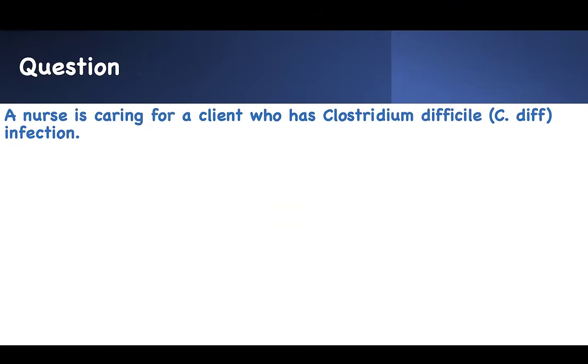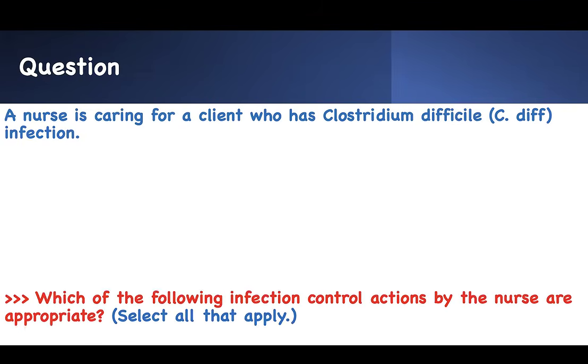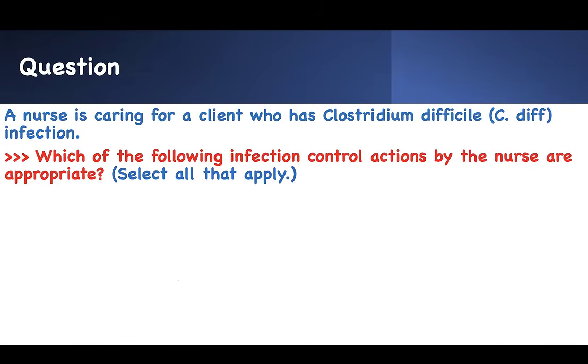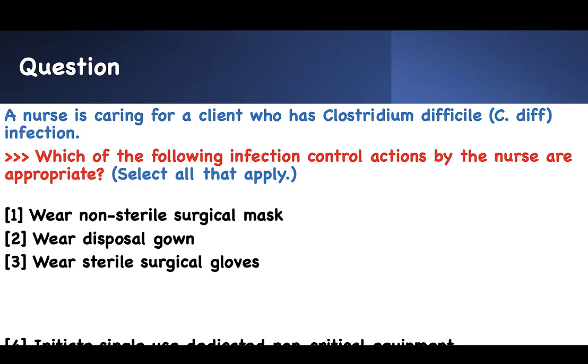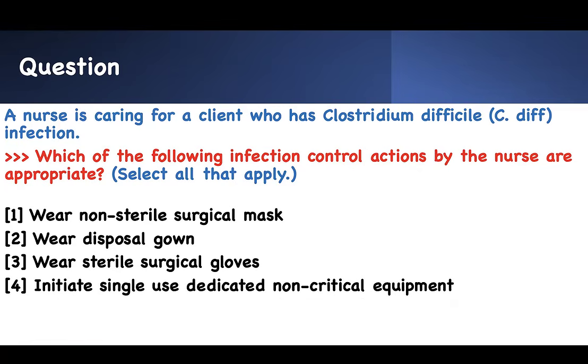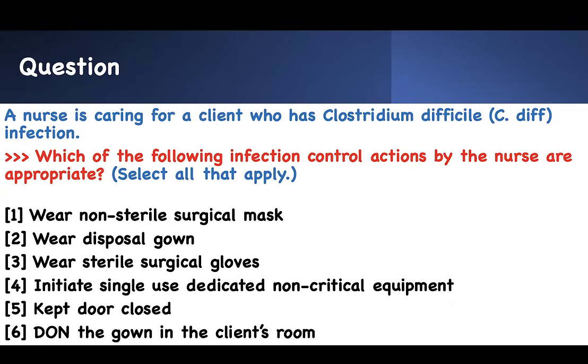Now, let's look at our question. A nurse is caring for a client who has Clostridium difficile infection. Which of the following infection control actions by the nurse are appropriate? Wear non-sterile surgical mask, wear disposable gown, wear sterile surgical gloves, initiate single-use dedicated non-critical equipment, keep door closed, and then don the gown in the client room.